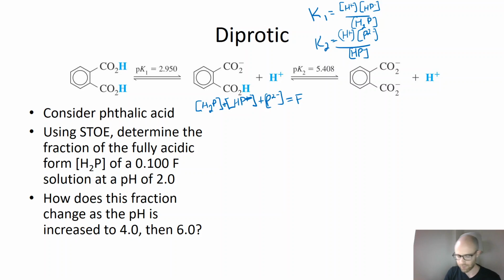Okay, if you're stuck, I'll give you a good hint. The first thing that you should do before we start is multiply these K values together, because this will give us an expression that puts H plus and P2 minus and H2P all in one expression, which makes our lives a lot easier.